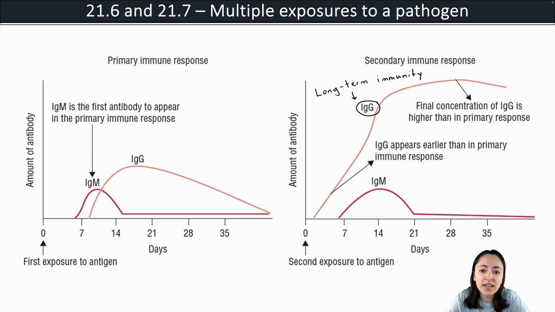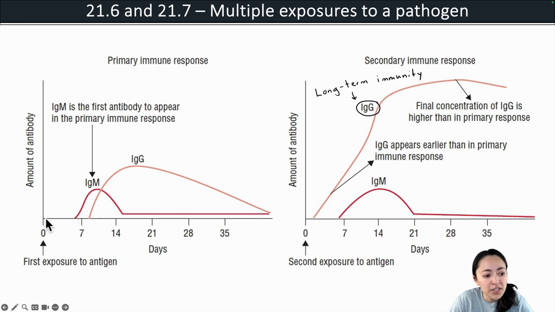Okay, so hopefully now you understand the steps involved in cellular immunity and humoral immunity. One thing I want to talk about is the difference between what happens in our body when we are first exposed to an antigen versus the second time we're exposed to an antigen. The first time you're exposed to an antigen, we call that your primary immune response. The second time you're exposed to an antigen, we call that your secondary immune response.